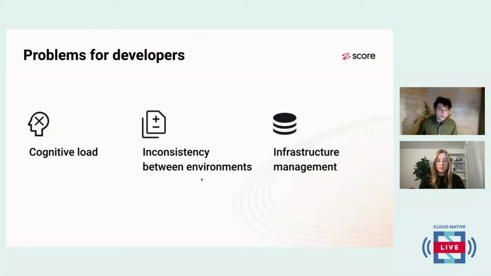Inconsistency between environments too. So if you're developing locally using Docker Compose, and then in production you're using full-blown Kubernetes, multi-cluster, multi-cloud even, very different environments, and you can see inconsistencies there. And then infrastructure management, which is quite problematic for developers. I've not spoken to many developers who enjoy managing infrastructure. And this, the infrastructure management piece, creates higher cognitive load as well.